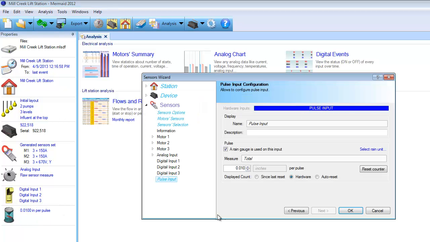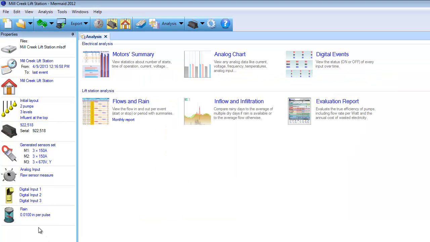And then you have your rain gauge. You have your pulse input, and we can also call that rain. And then it's going to measure the total. It's 1/10 of an inch for pulse, done by the hardware. Set OK. You notice now it says rain.